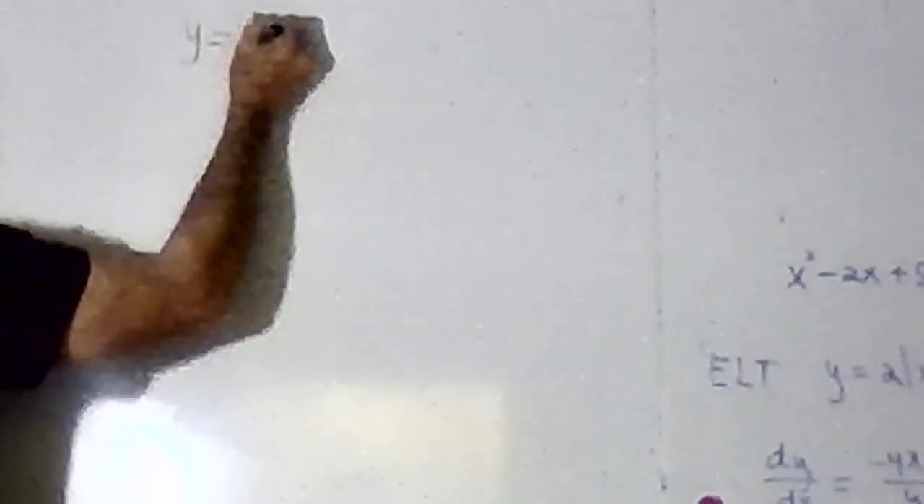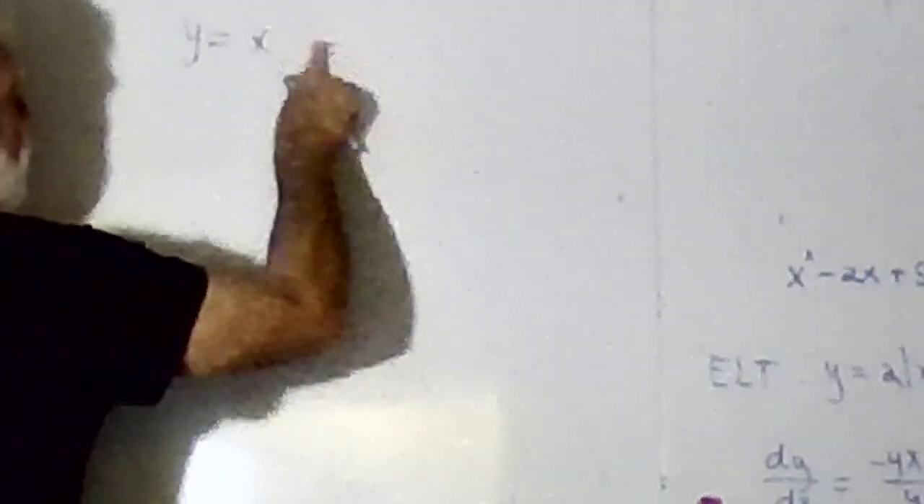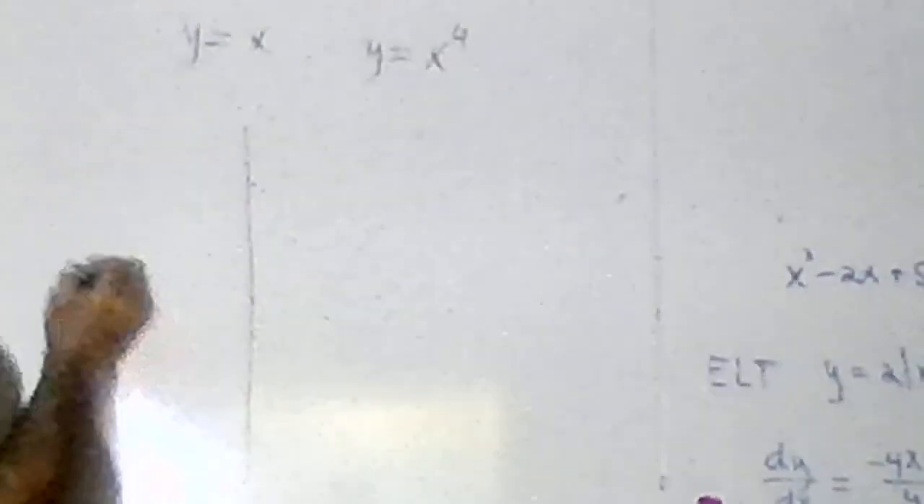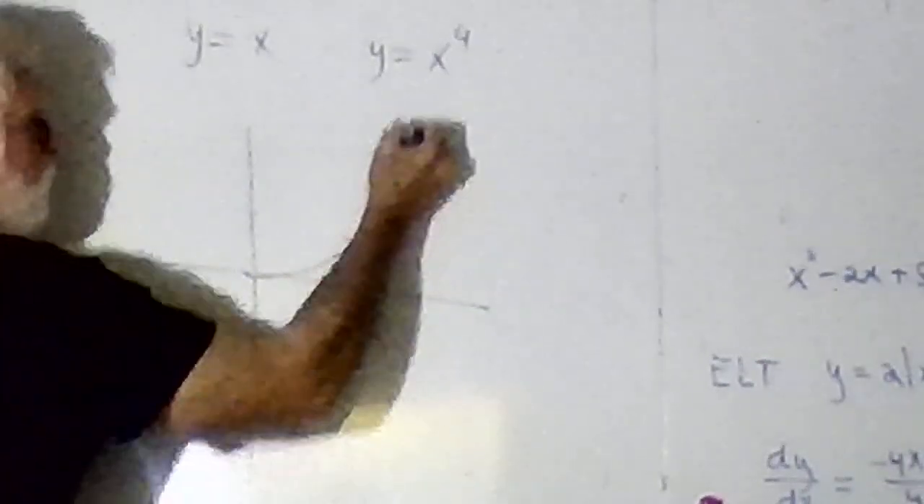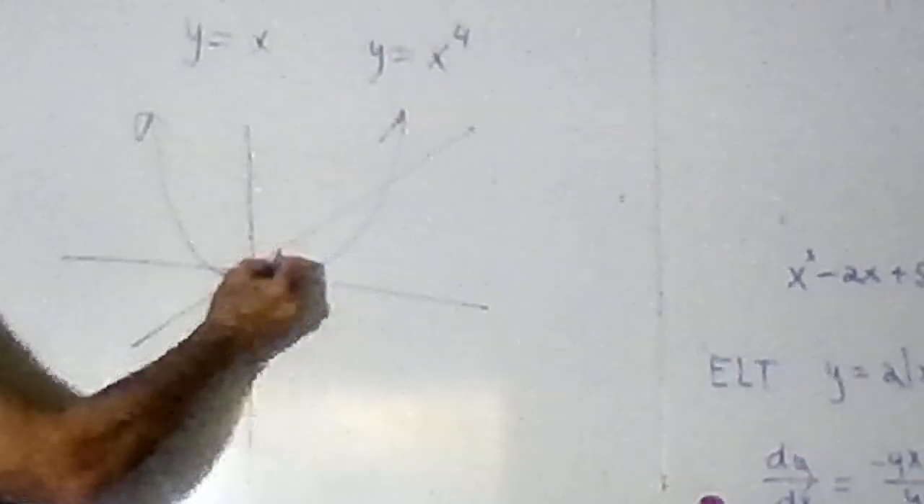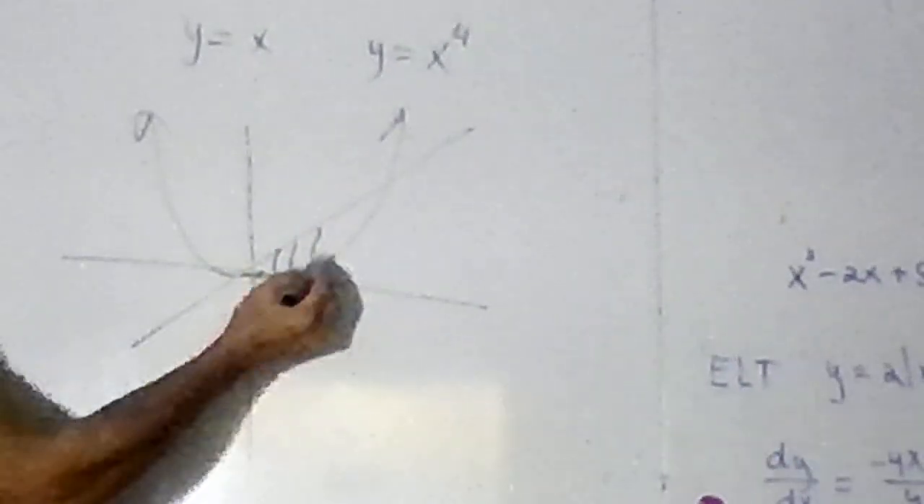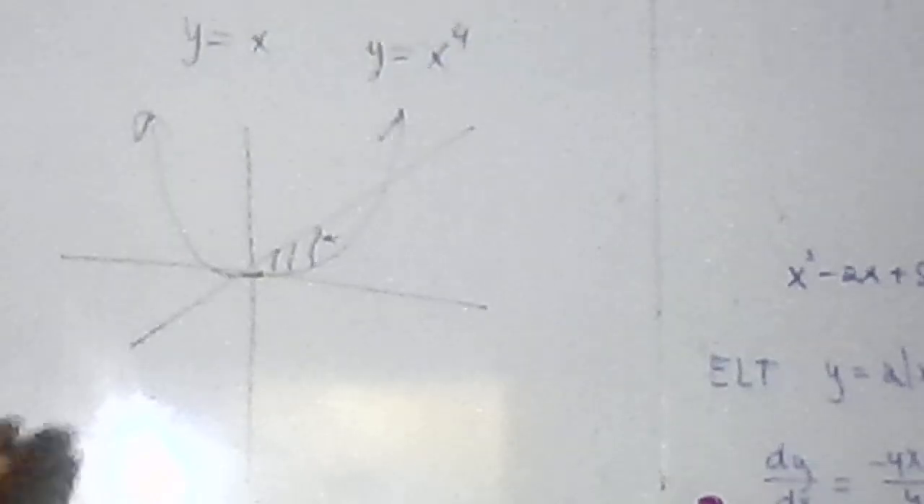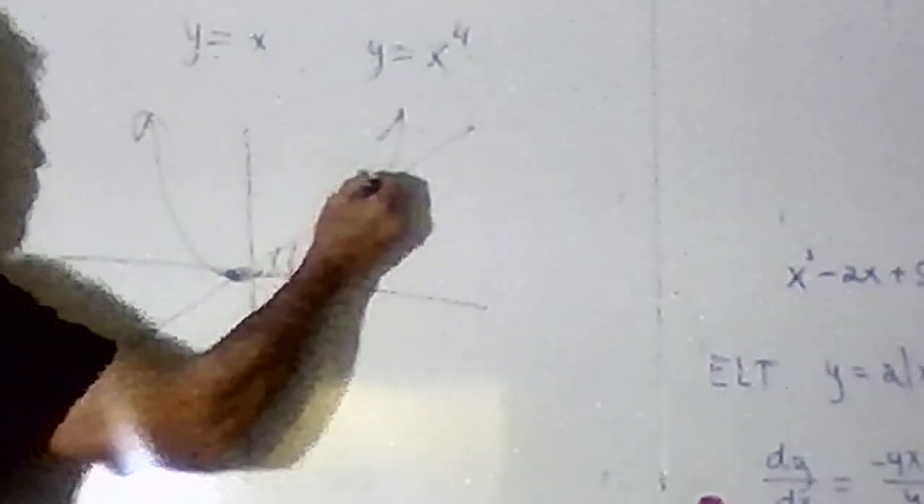All right, so y equals x and y equals x to the 4th. We're going to find the area bounded by these curves. All right, so we have our x to the 4th function, our y equals x. So where's the bounded area? Right here. And we have to define that altitude. And we also have to find the points of intersection.